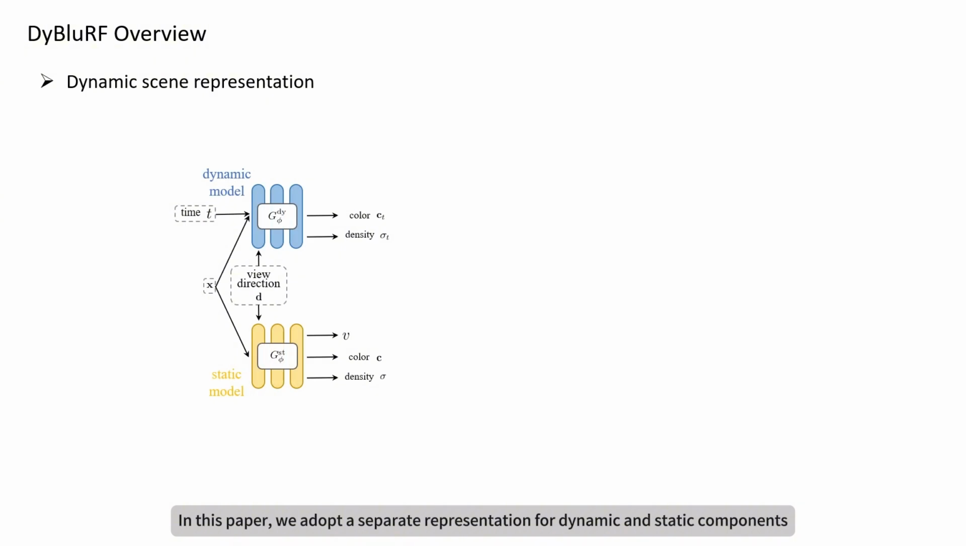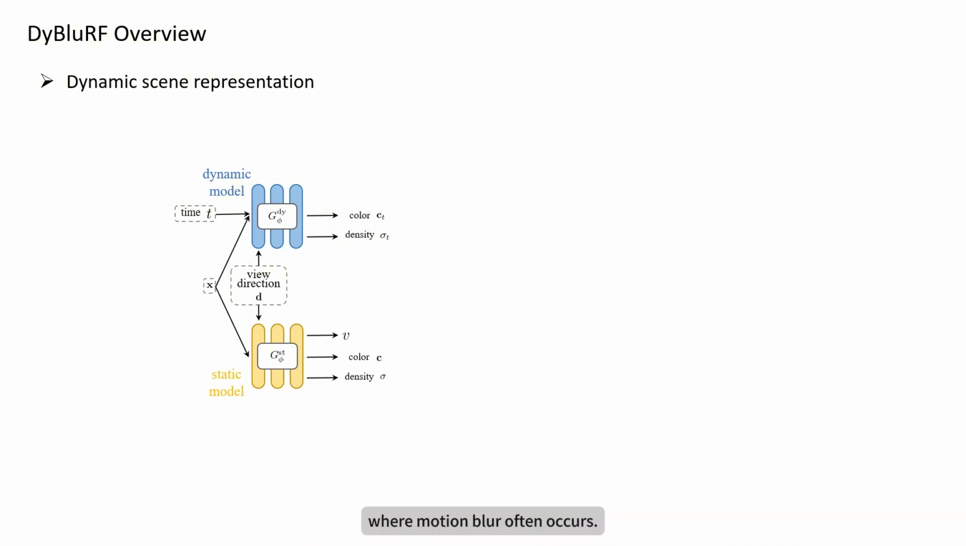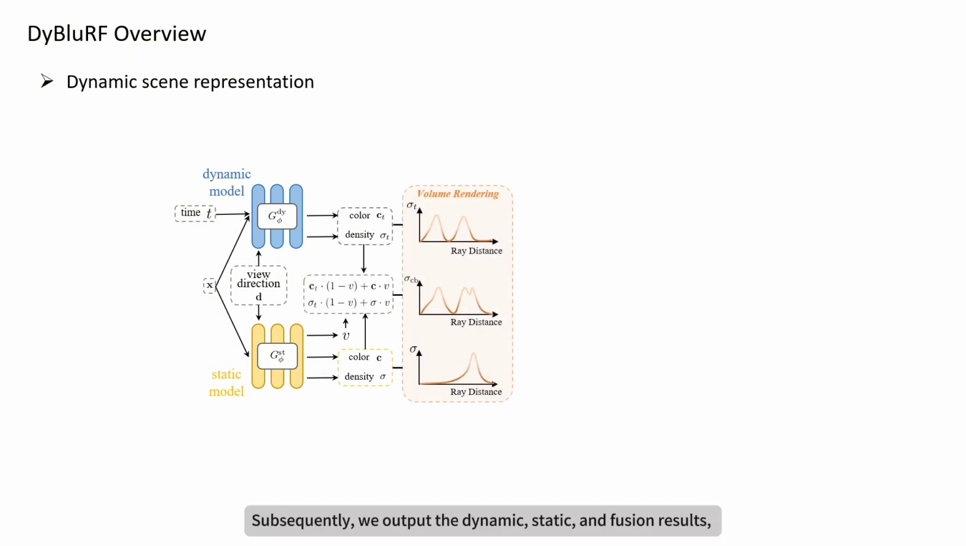In this paper, we adopt a separate representation for dynamic and static components, which prior arts have demonstrated the superiority of in handling large scene motion, where motion blur often occurs. Subsequently, we output the dynamic, static, and fusion results, and obtain the predicted RGB images through volume rendering.